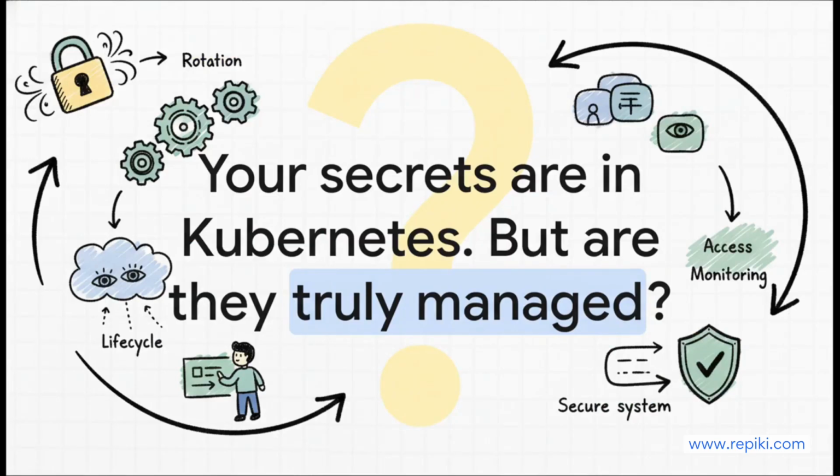And that really brings us to the final thought I want to leave you with. It's one thing to have your secrets stored in Kubernetes, but are they truly managed? You have to ask yourself about the whole lifecycle. How was this secret created? How often is it rotated? Who has access? Who's auditing that access? Answering those questions is what takes you from just storing secrets to actually mastering them.